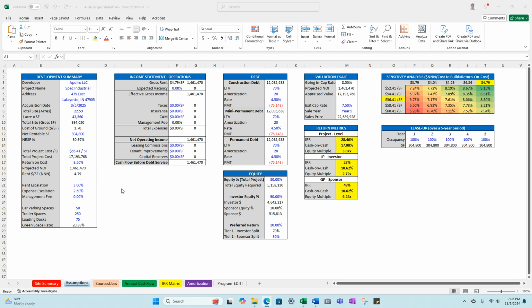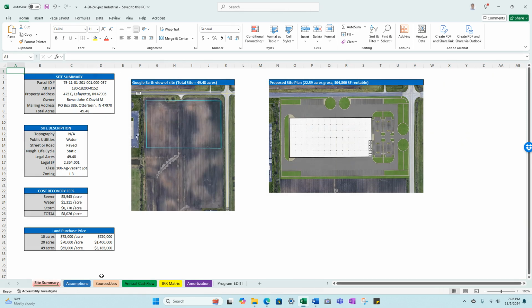So I'll jump back to the site summary real quick and then come back to this main tab. As you can see here, I have a total of 6 tabs: the site summary, assumptions, sources and uses, annual cash flow, IRR matrix, and amortization. This is a site summary tab. This is a Google Earth view of the site. It's a nice rectangle. Here's a proposed site plan.